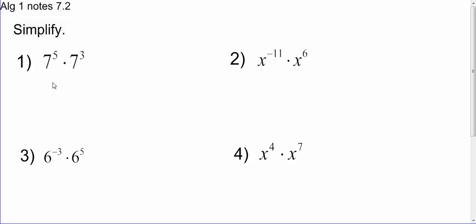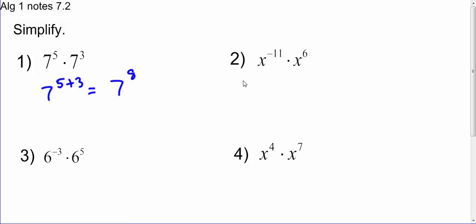So here are a few examples. First, number 1, 7 to the 5th times 7 to the 3rd. That would be 7 to the 5 plus 3 power, which would be 7 to the 8th. Some of you are thinking, this has to get harder, right, Mr. Hale? And really, no, it doesn't. We can complicate it with negatives and things, but that's about it.